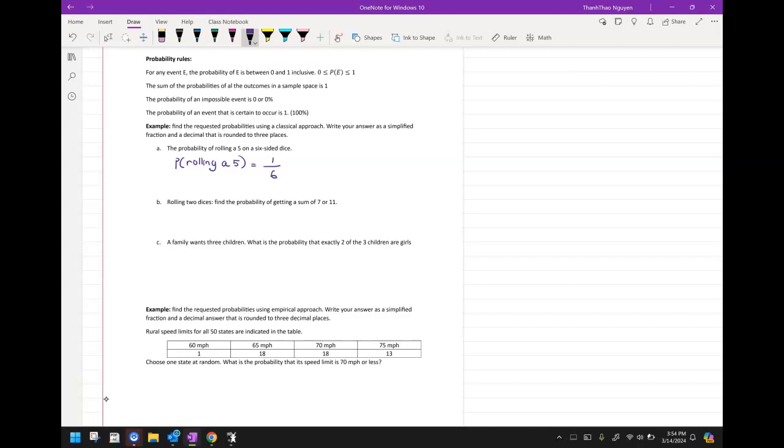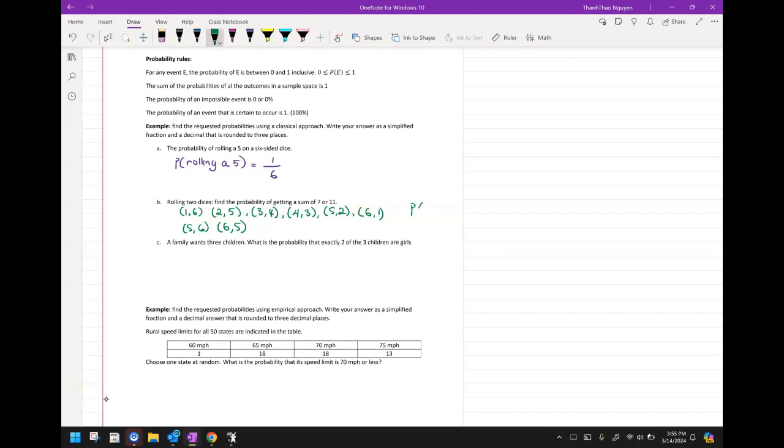Rolling 2 dice, find the probability of getting a sum of 7 or 11. When you roll 2 dice and want to get a sum of 7, let's say the first one you roll 1, the second one you have to roll 6. So how many times can this occur? 2 and 5, 3 and 4, 4 and 3, 5 and 2, 6 and 1. That is to get 7. To get 11, we roll a 5 and a 6, or a 6 and then a 5. There are 36 possible outcomes in total.